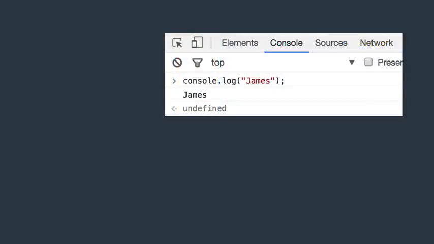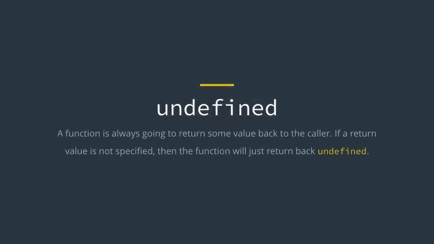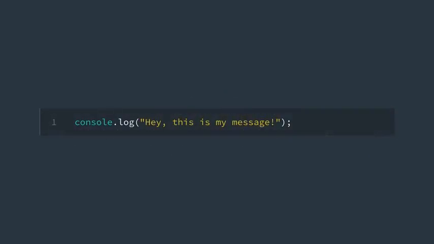Well, in reality, undefined is actually what is being returned back from the console.log function when you call it. You see, any function is always going to return some value back to the caller. If a return value is not specified, then the function will just return back undefined. When you call console.log and pass it a message, you are in effect calling the console.log function, passing in an argument, which is your message, and then it's returning back undefined. However, the function is also printing out the message back to the console.